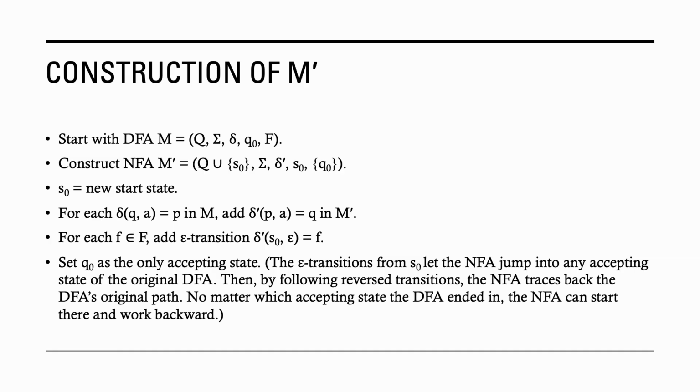So the formal notation for our NFA would be M prime equals Q union the set of S0, sigma, delta prime, S0, and the set of Q0. So Q union S0 means we keep all the original states plus our new S0.